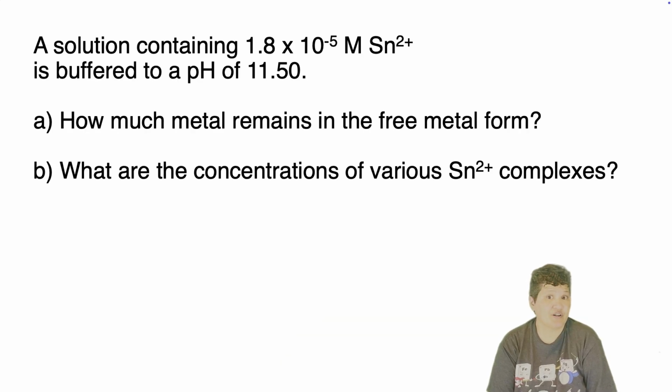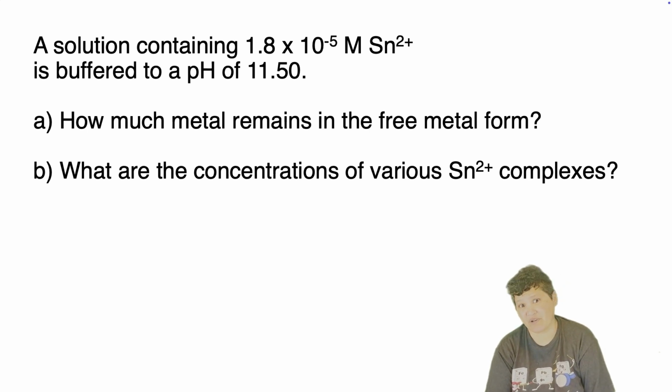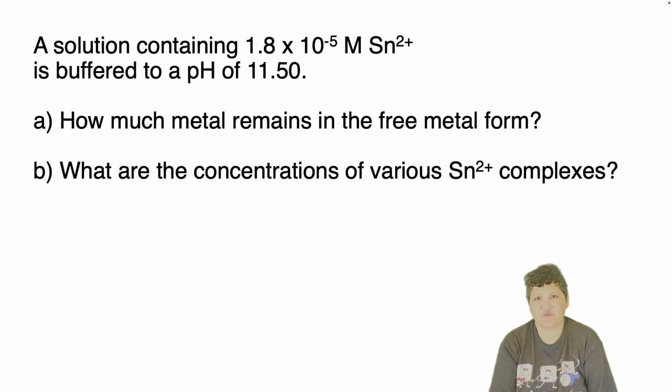All right, let's move on to our last problem. We're going to be looking at a solution of tin here. Notice that there's no ligand given in this particular problem. I did that on purpose to talk about one of the reasons that complexation is so important to understand. Our tin exists in a fairly basic solution, pH 11.5. What does that mean? It means there will be a lot of hydroxide present. And since hydroxide is a Lewis base, it can serve as a ligand. So what we'll be looking for in this problem is concentrations of tin hydroxide complexes.